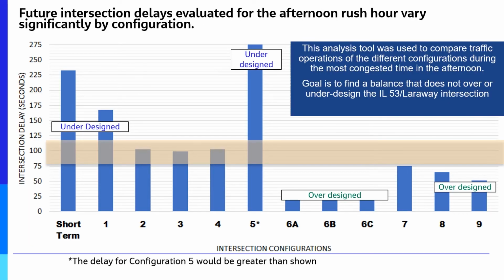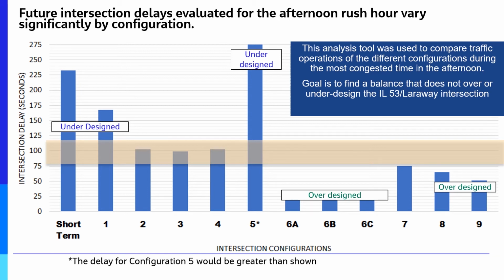Future intersection delays during the afternoon rush hour were evaluated across all the configurations. As you can see, the results vary significantly by configuration. Analyzing data for the afternoon rush hour, also known as the peak traffic period, is a way to understand how traffic would operate during the worst case scenario each day.